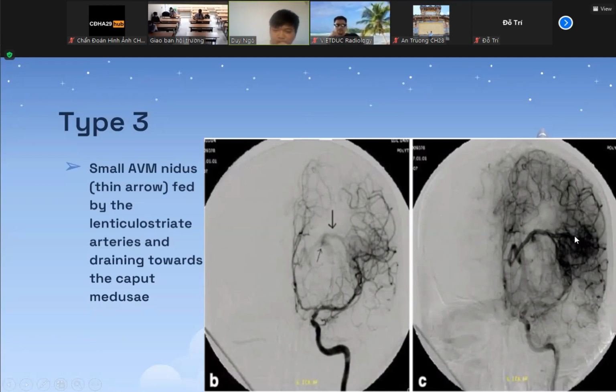This is the arterial phase of the DSA, and this is the venous phase. You see here a small nidus of AVM, which is most likely supplied by the thalamo and lenticulostriate arteries, which drain into a draining vein. But that draining vein then becomes the collecting vein of the DVA. You can see it more clearly on the venous phase. So in case of arterial DVA type 3, or AVM and DVA, the draining vein of the AVM becomes the collecting vein of the DVA.